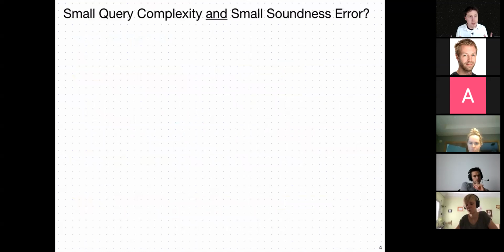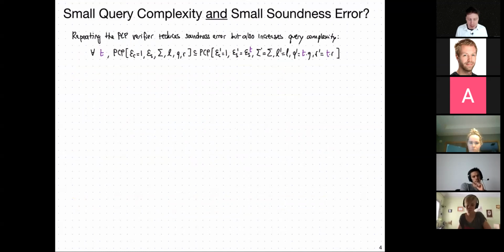Okay, so this leads to a fundamental question in PCP that is perhaps one of the hardest directions, which is, how do we simultaneously achieve small query complexity and small soundness error over a large enough alphabet? Now, notice here that the difficulty is that if you just take the PCP verifier and run it multiple times, yes, you are reducing the soundness error exponentially, but you're also increasing the query complexity and randomness correspondingly, right? So just running the verifier multiple times is not really answering this question, right? So you want to look for ways to do that without increasing query complexity.